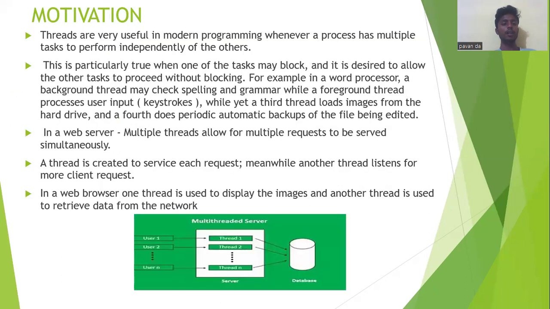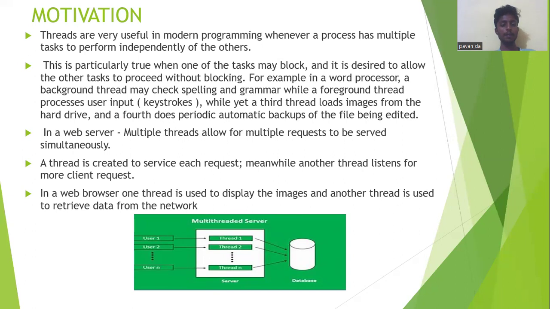Then motivation. Under motivation, let us discuss some of the points. Threads are very useful in modern programming whenever a process has multiple tasks to perform independently of others. This is particularly true when one of the tasks may block and it is desired to allow the other tasks to proceed without blocking. For example, in a word processor, a background thread may check spelling and grammar while a foreground thread processes user input keystrokes, while yet a third thread loads images from the hard drive and a fourth does periodic automatic backups of the file being edited.